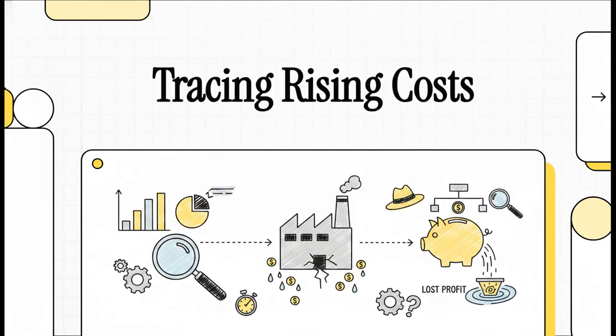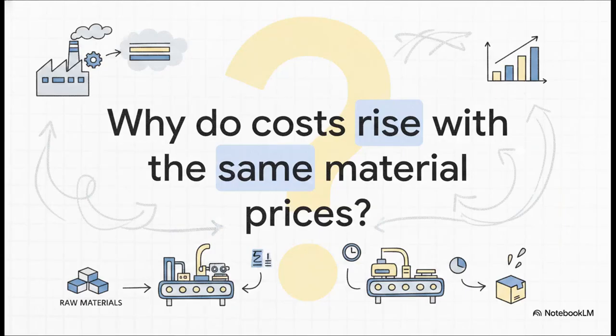So if you've ever wondered where the money actually goes on a production floor, well, you are definitely in the right place. Which brings us to a really fascinating paradox. Why exactly do costs rise when your raw material prices haven't changed a single cent? It's a scenario that frustrates managers all over the world.